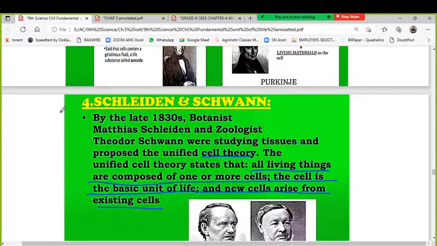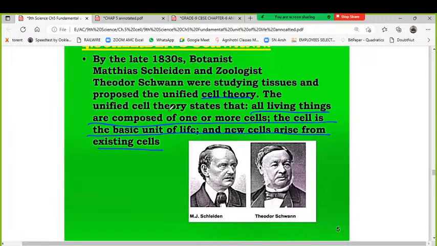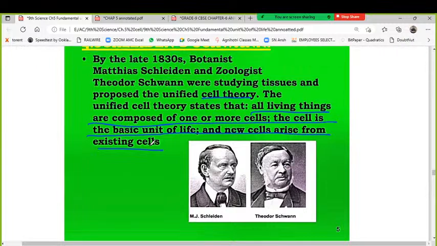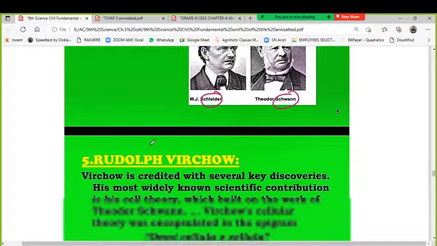Then there are Schleiden and Schwann. What have they done? They have actually given cell theory. And what does this cell theory suggest? All living things are composed of one or more cells. The cell is the basic unit of life, and new cells arise from existing cells. This is the cell theory explained by these two scientists, Schleiden and Schwann. You can see these two scientists in front of you who have given cell theory.